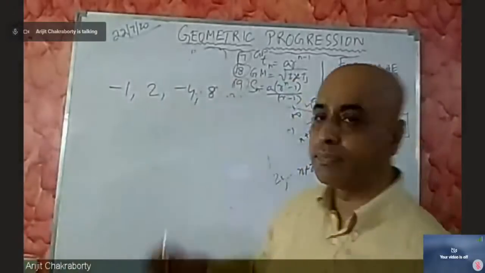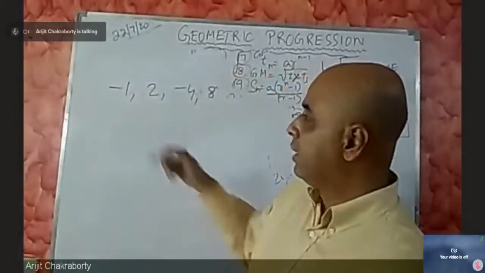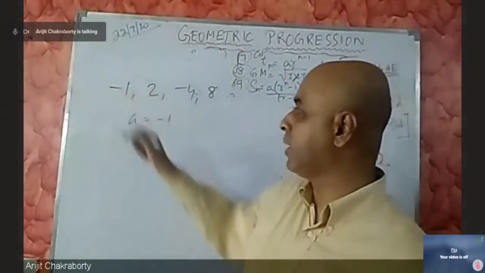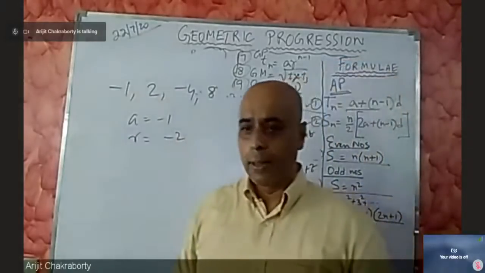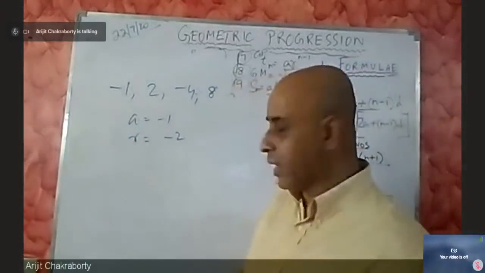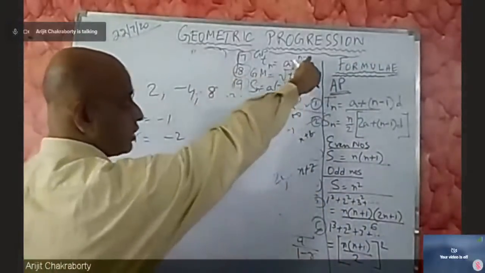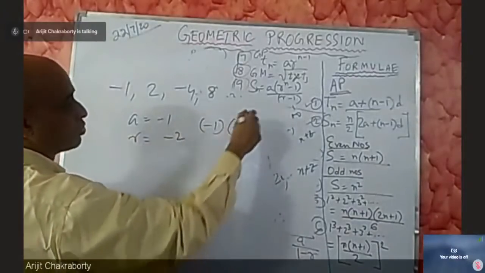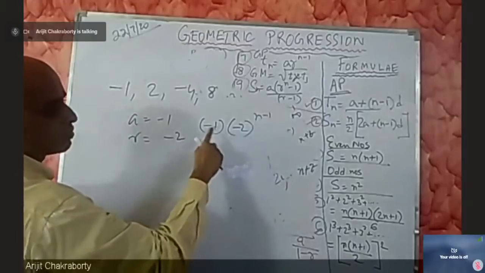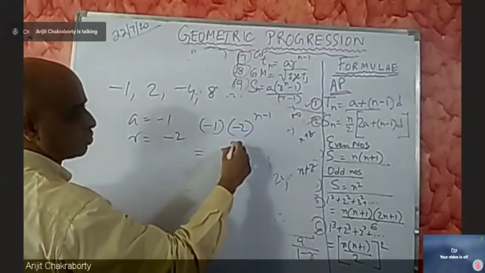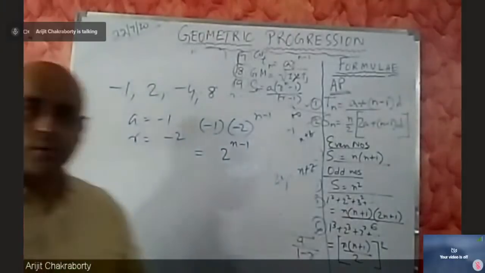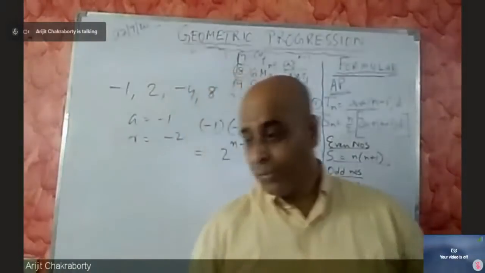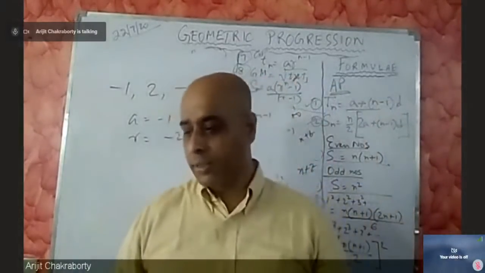Now this is nothing but a GP. Here A is equal to minus 1, the first term, and the common ratio is 2 by minus 1, that is minus 2. Okay? So we have to find out the nth element. The nth element is given here, A r to the power n minus 1. So A is minus 1, R is minus 2 to the power n minus 1. So this is nothing but minus 1 into minus 2 gives you 2 to the power n minus 1. Right? This is as simple as this. Fine. Solved.